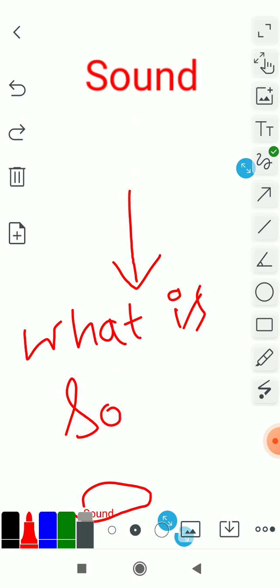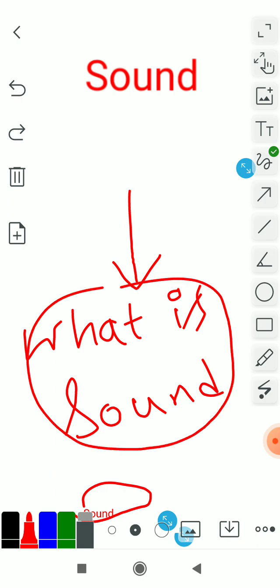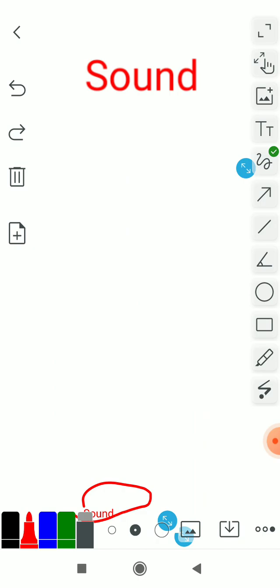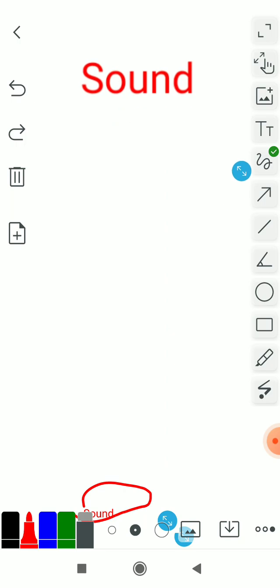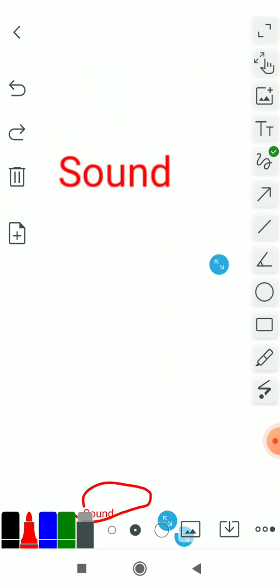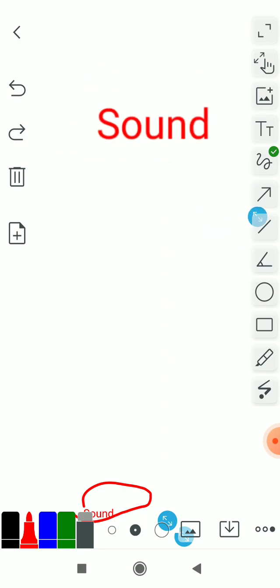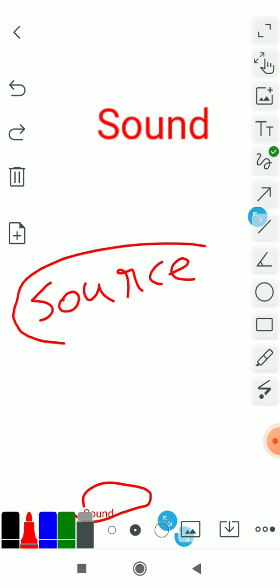You can hear my voice, right? This is also sound. When I clap, that is also sound. So what is that actual thing that is producing sound? What is the source of this sound? Let's discuss this source. Sound source means how sound is produced.